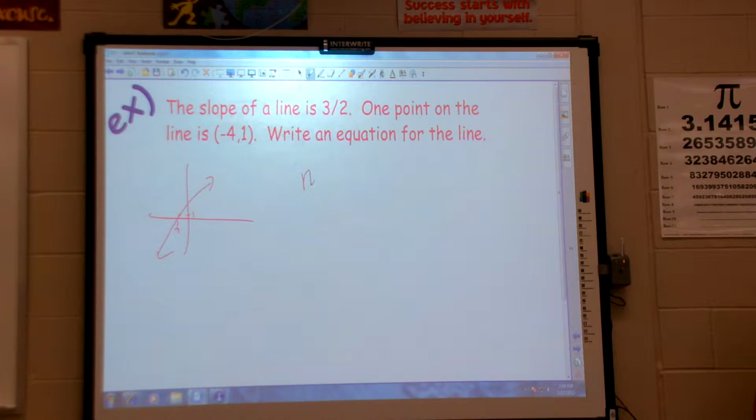Okay. So step 1 says find the slope. Well, that's easy. 3/2, right? It's nice. Step 2 says find the y-intercept. Okay, so this is what we started yesterday.